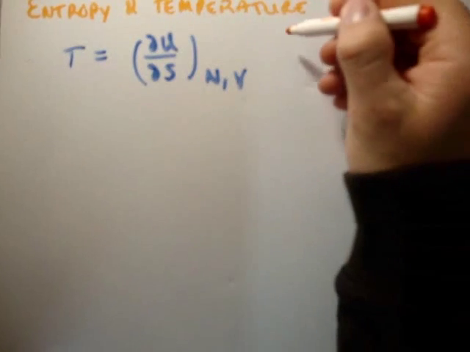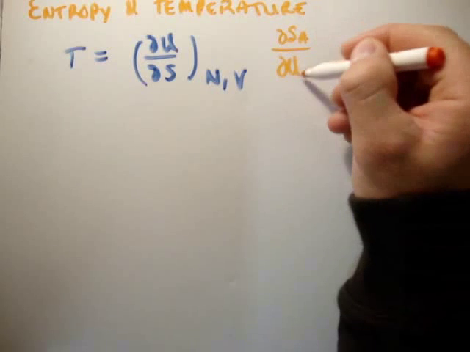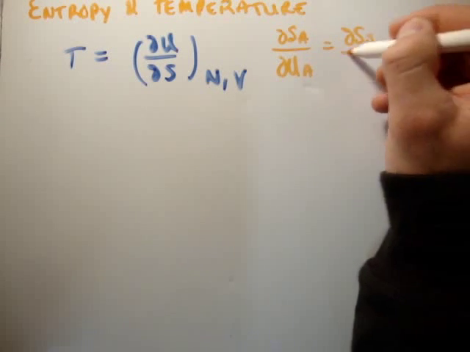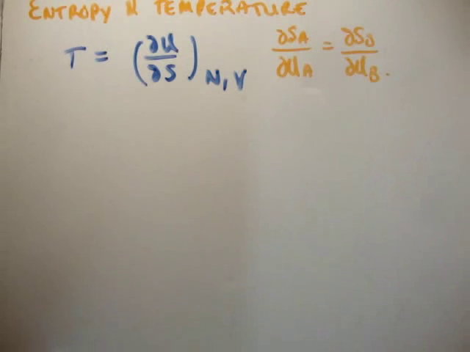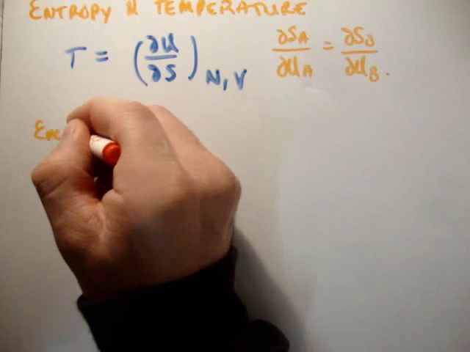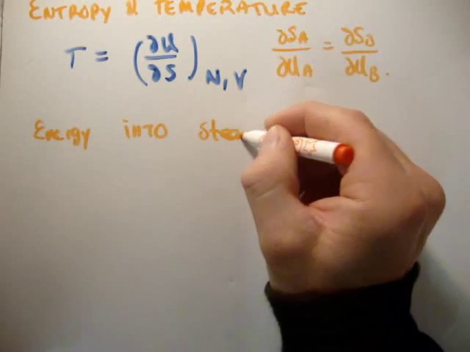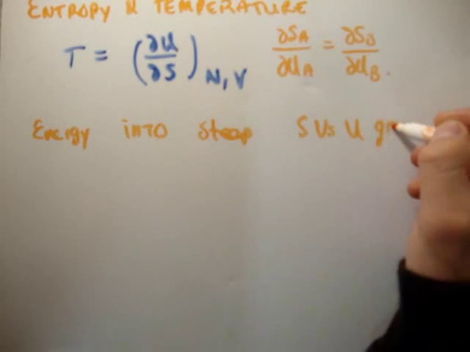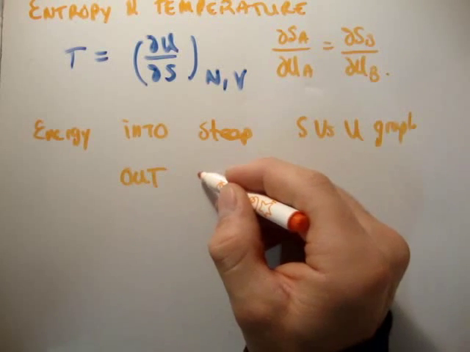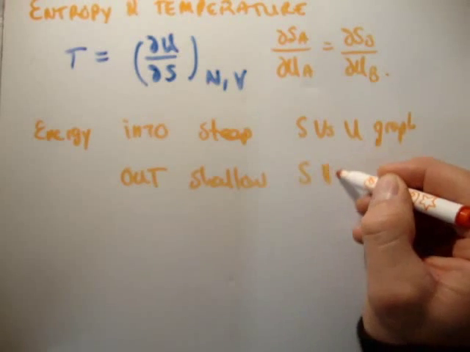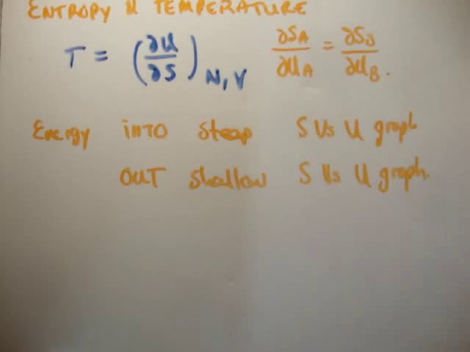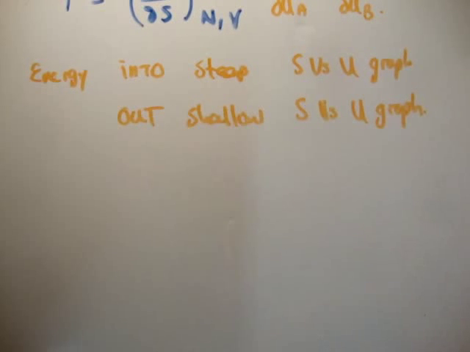So I'm just going to rewrite this equation up here. We know that del S_A over del U_A is equal to del S_B over del U_B at equilibrium. Energy goes into the object with the steep S versus U graph and out of the shallow S versus U graph. So we can say that the steep slope has a high temperature and the shallow slope has a low temperature. I think it's probably best to give us an example.